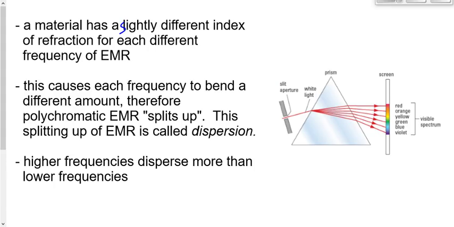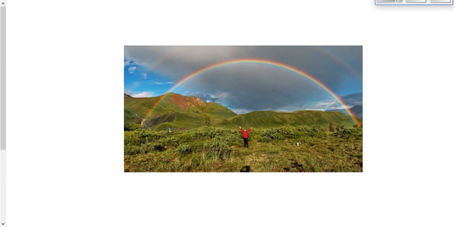Low frequencies produce a lower index of refraction and therefore bend less or disperse less. High frequencies produce a higher index of refraction and therefore bend more and therefore disperse more. And you end up with this spectrum, this continuous spectrum, we call it. Continuous because it's one color transitioning into the next on a screen on the other side. This is dispersion, right? This is dispersion taking place.